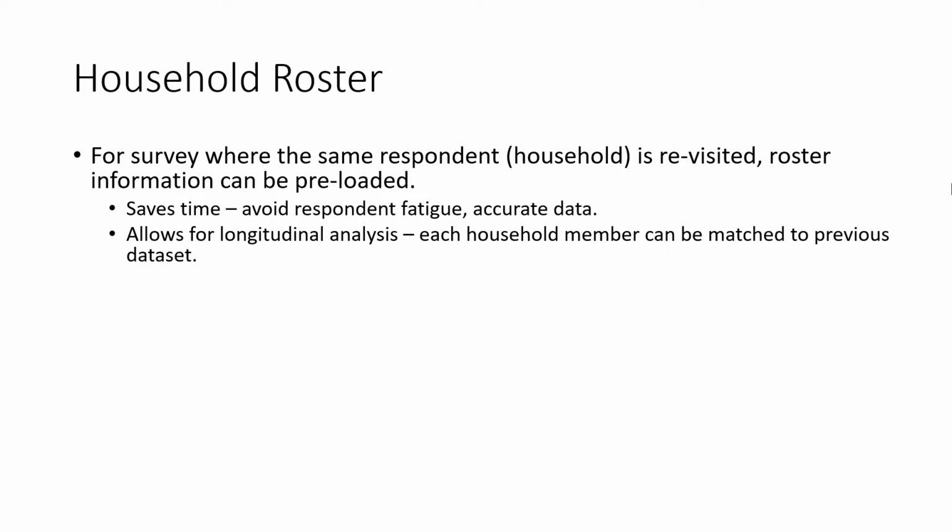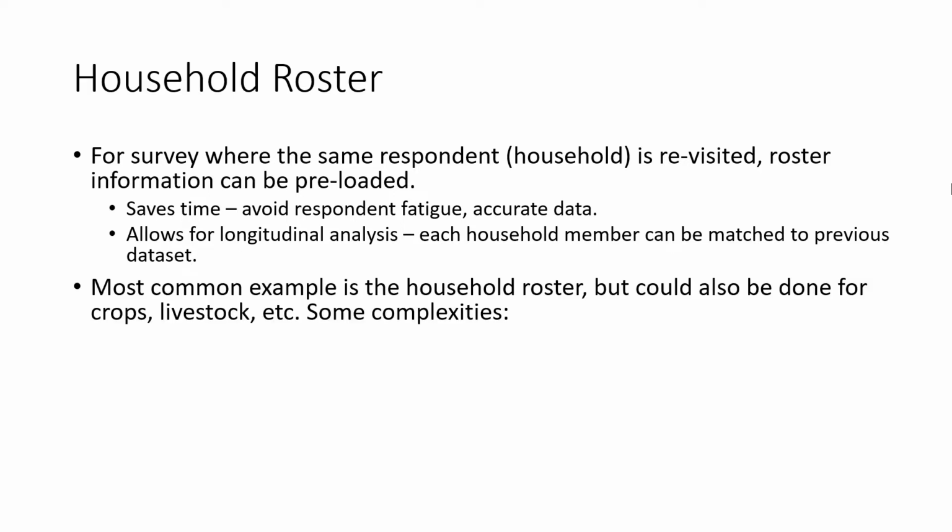This means that each roster occurrence, generally the household member, can be matched back to the previous data set, and we can do analysis to say things like 20% more people have gained employment or exited from employment, or things like this. The most common example of when we would preload a roster is the household roster, but there's no reason you can't apply these principles to rosters about crops or livestock and anything else that's in your surveys.